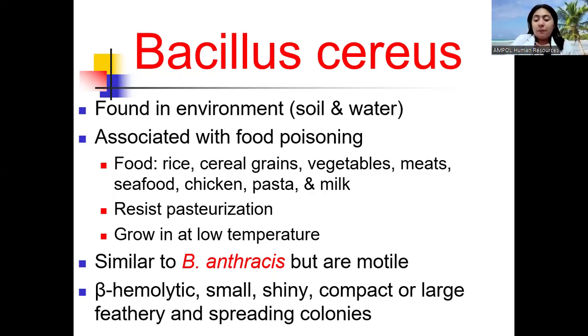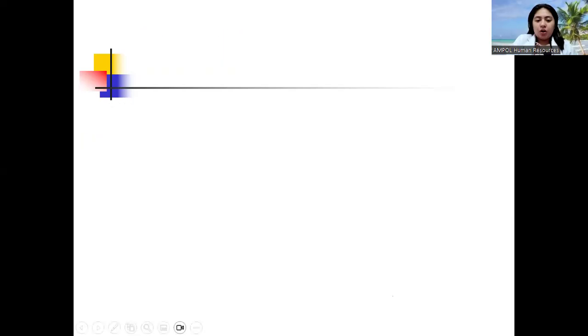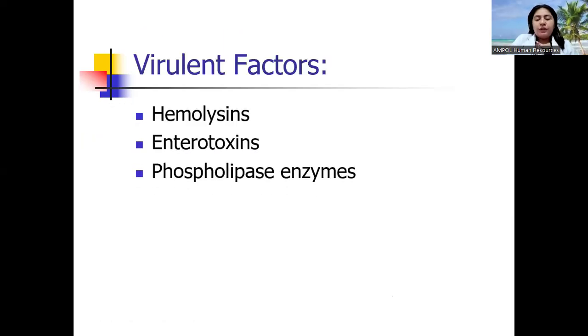They grow at low temperature. Similar to Bacillus anthracis, but again, cereus is motile, anthracis is non-motile. They are beta hemolytic. And they form small, shiny, compact, or large, feathery, spreading colonies. Virulence factors of your Bacillus cereus include hemolysins, enterotoxins, and phospholipase enzymes.